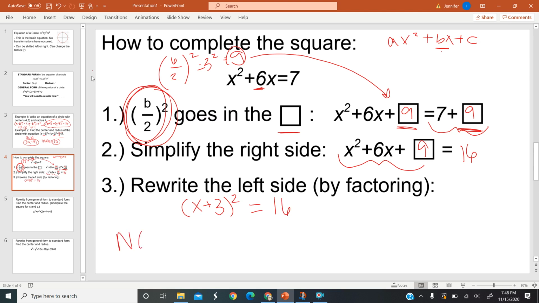And then a note for when you're factoring each time is just that your factor is always going to end up being x plus whatever the b value is divided by 2. So whatever that number is like before you squared it originally, that's going to go in your factor. So like we have b divided by 2 squared, so it ended up being 3 squared. So that 3 is what's going in our factor. And then that factor is just going to end up being squared.